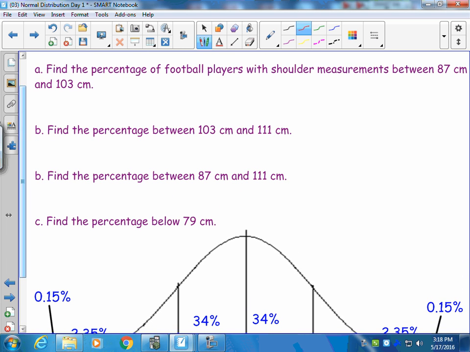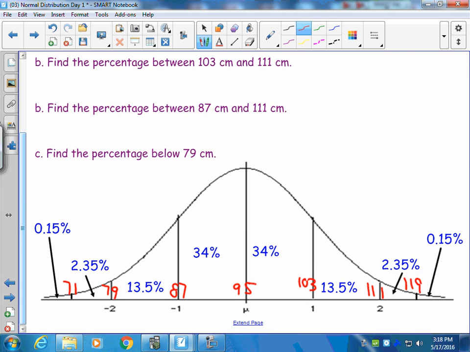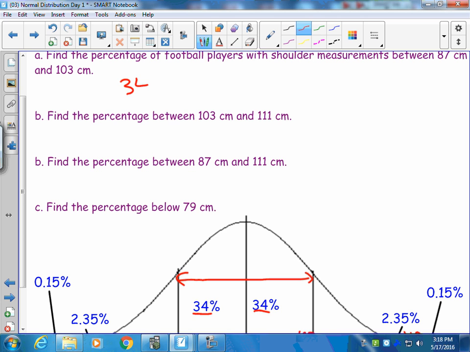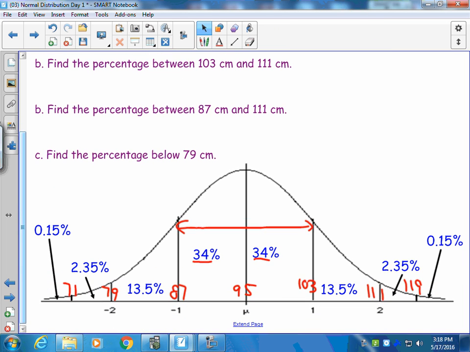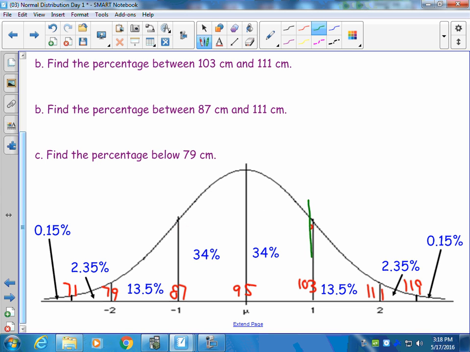Find the percentage of football players with shoulder measurements between 87 and 103. Here's my 87, here's my 103. I'm covering 2 areas, so I just add those percentages together. 34 plus 34 equals 68%. Find the percentage between 103 and 111. We're just finding our endpoints. Here's 103, here's 111. I want the probability of being in that range, so it is 13.5%.